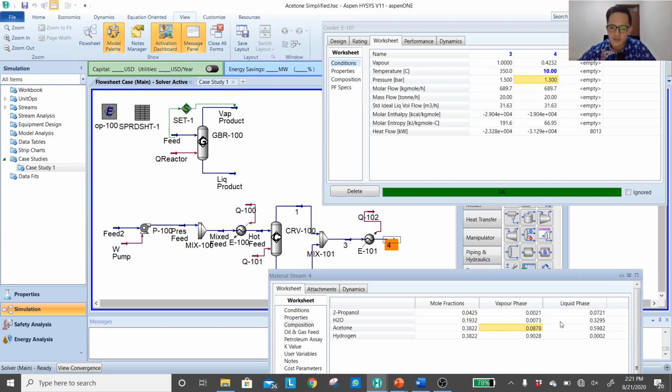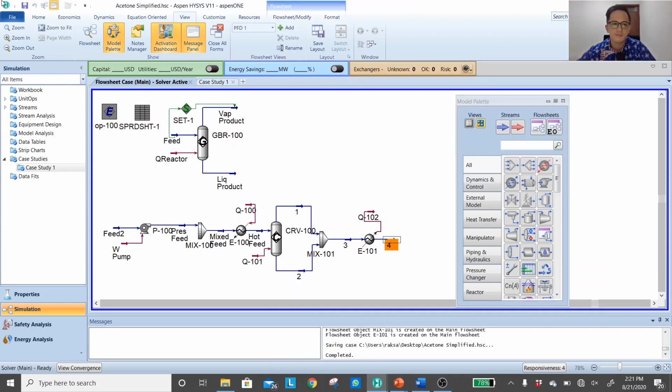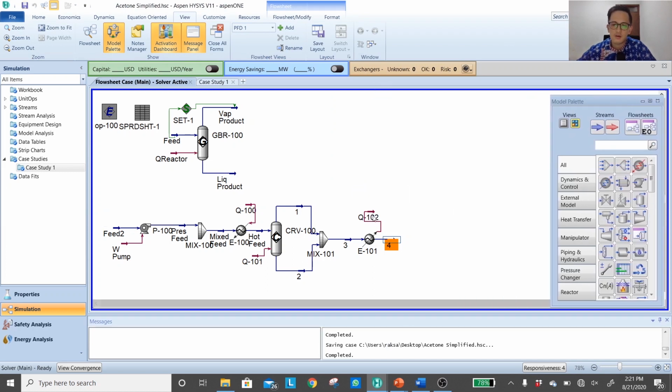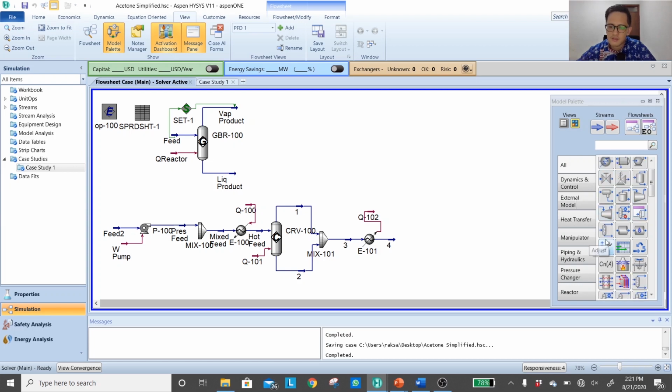I have my acetone that has to be recovered from the vapor, and it's a point of optimization. You can later play around with those numbers. Now it's already formed as a vapor-liquid or mixed phase, so I can add my simple separator.